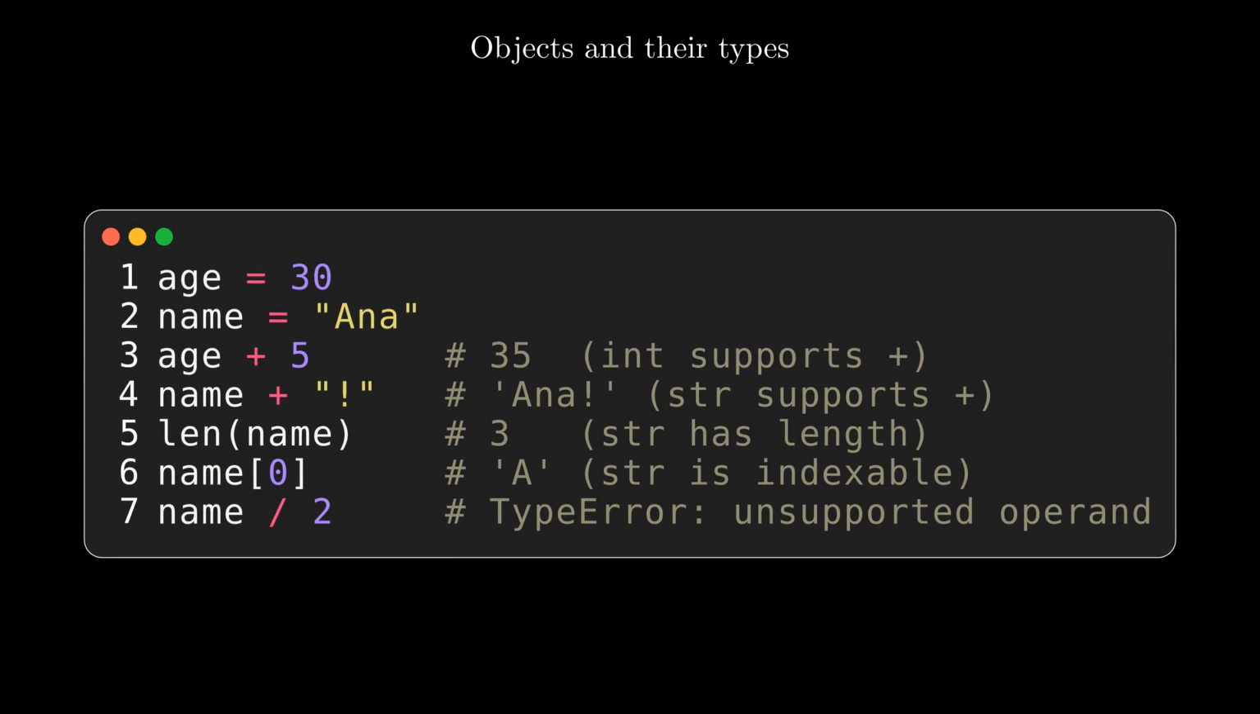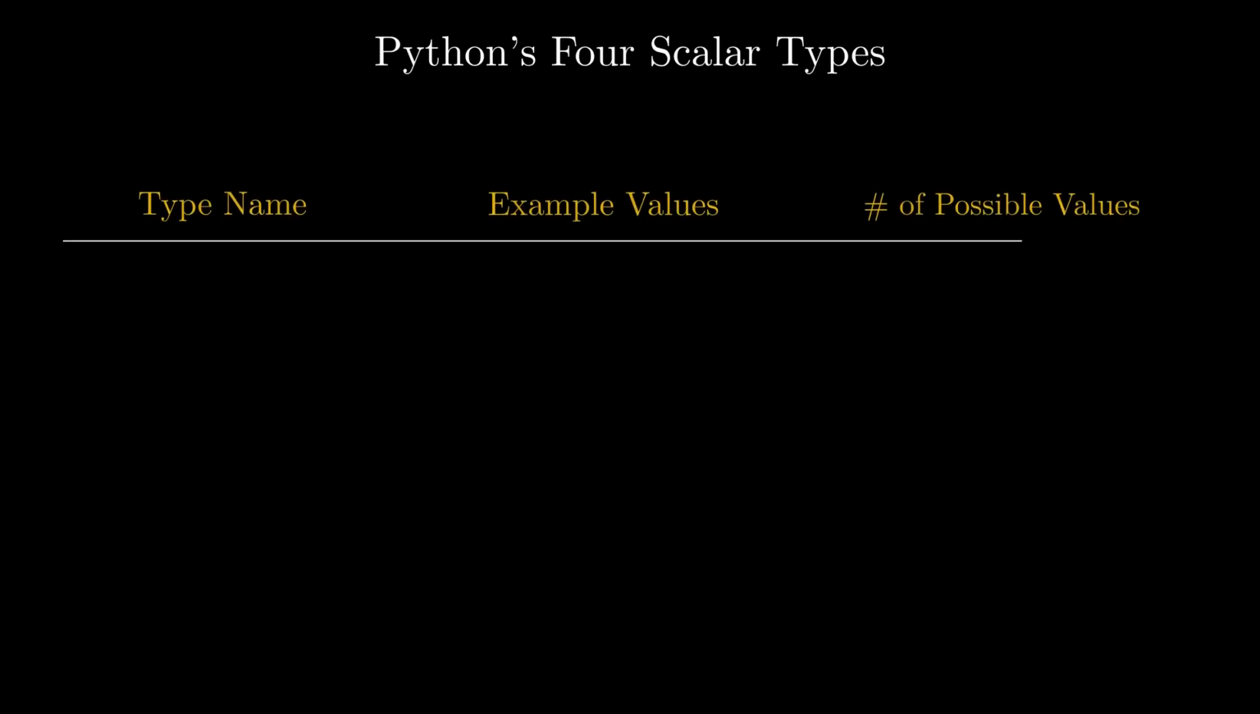Every single value you make, a number, a word, a flag, a nothing, is an object, and every object wears a tag called its type. That tag tells Python what operations are legal. The number 30 is an integer. You can add it, subtract it, multiply, divide, raise to a power. The string "Anna" is a string. You can measure its length, grab a character by index, but dividing it makes no sense. Hence the error.